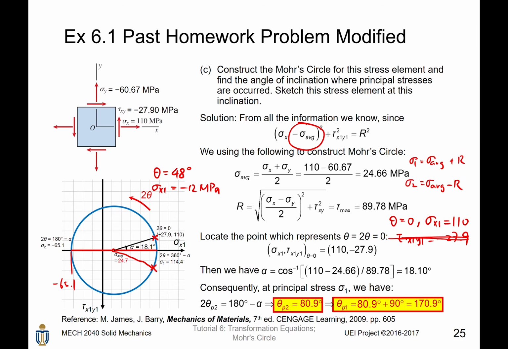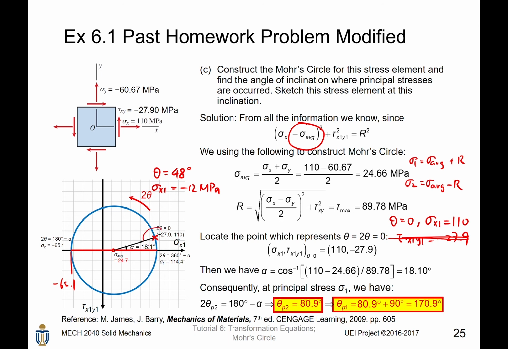You can also verify by using the data of theta equals 32 degrees. Still bear in mind that the angle here represents 2 theta instead of theta. So for theta equals 48 degrees, we rotate this line by 96 degrees, okay? And similarly, for theta equals 32 degrees, we rotate this line by 64 degrees.